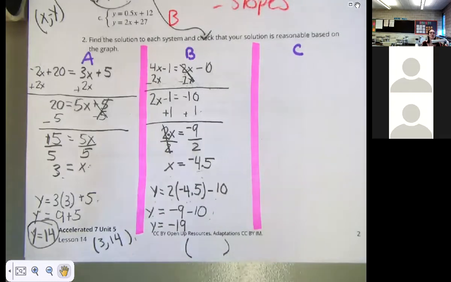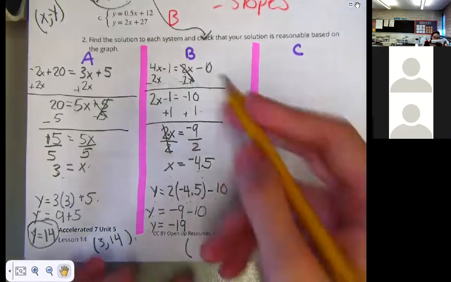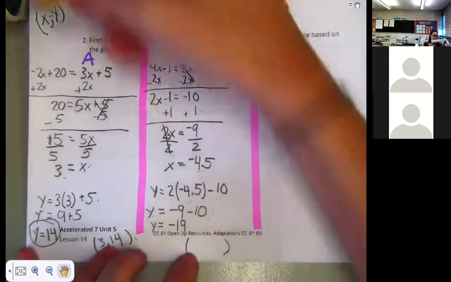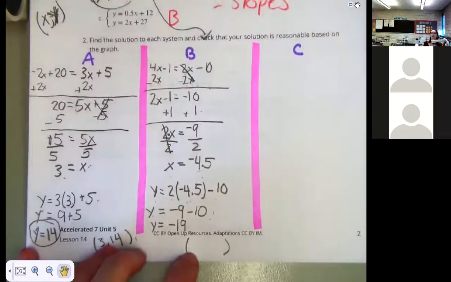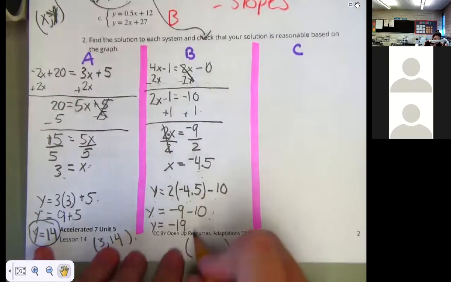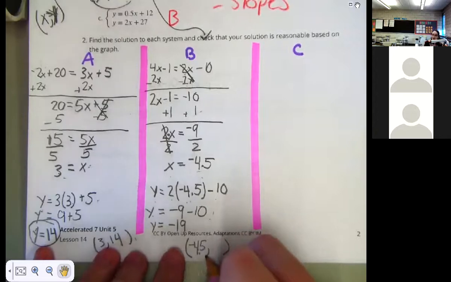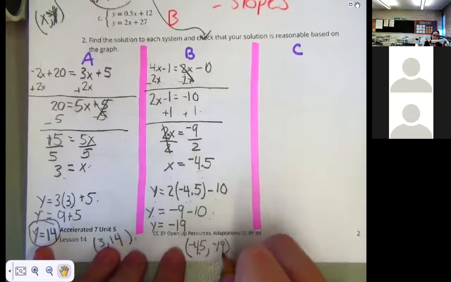Nice job, Sadie, fantastic. I write it x comma y. That's not negative y, it's just a y. So then it would be negative 4.5, comma, negative 19. I don't know why I didn't finish that 4.5.